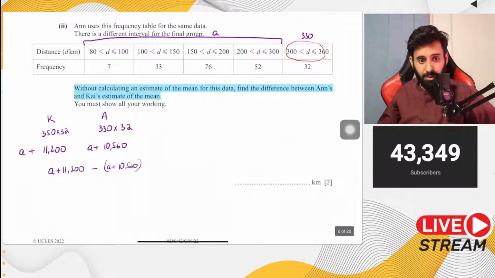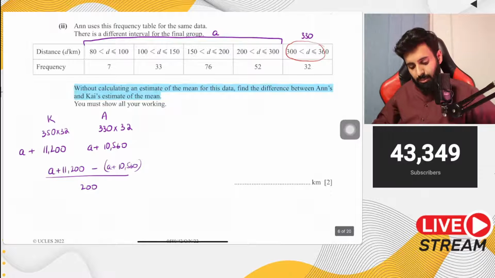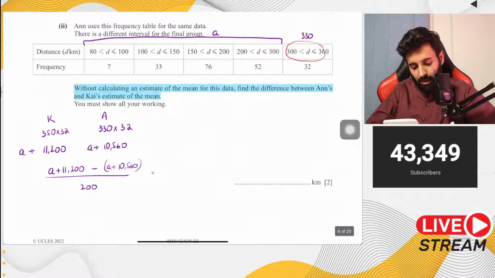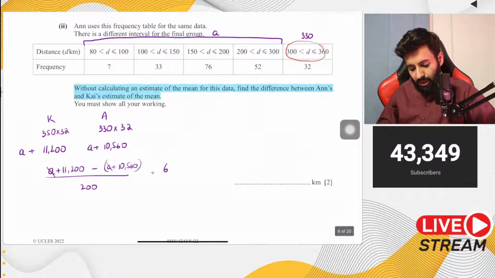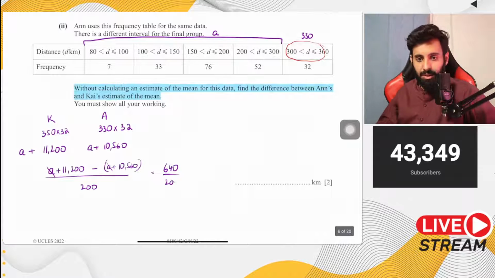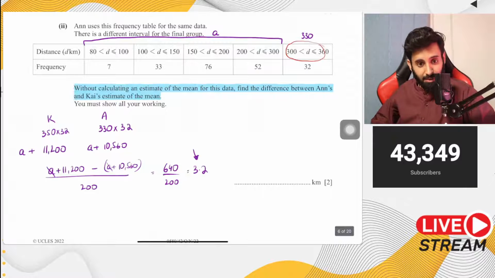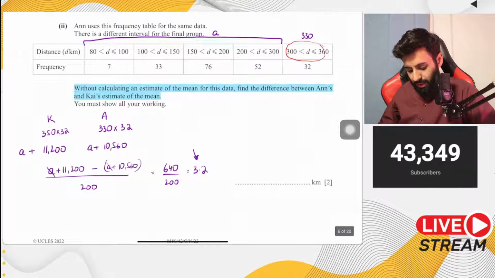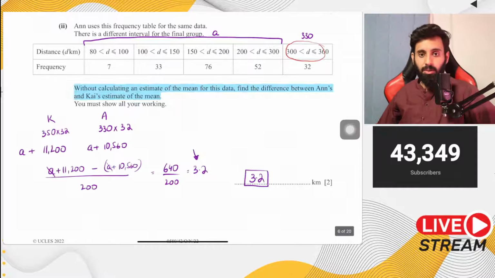And what do we do with this? We divide this by 200. So what do we get? Let's work this out. A and minus A get cancelled out. 11,200 minus 10,560 equals 640, and 640 divided by 200 equals 3.2. Now this is not what the mean will be. This will actually be the difference in the mean. So the difference in the mean is equal to 3.2 kilometers.